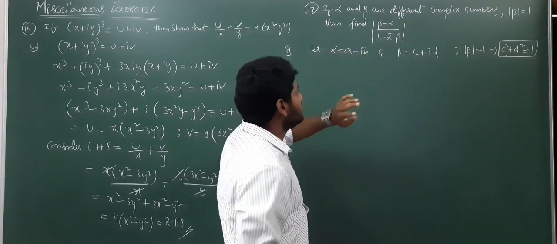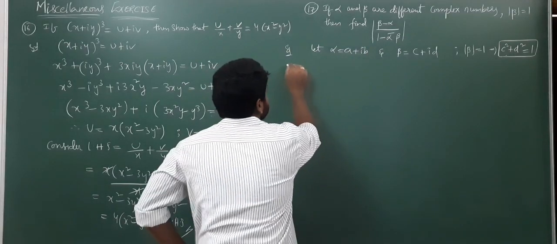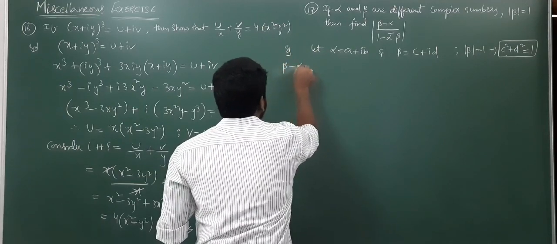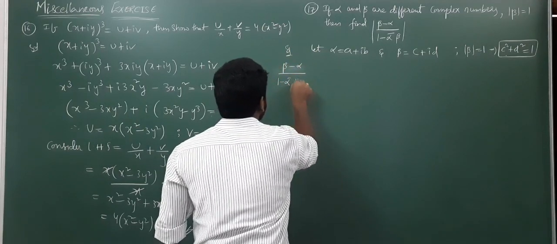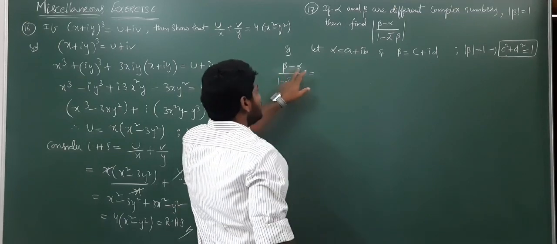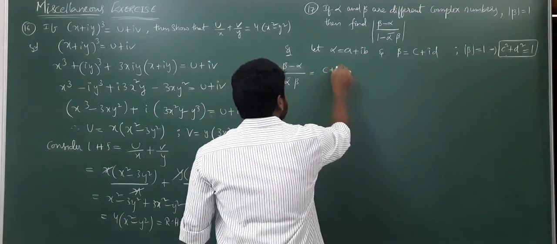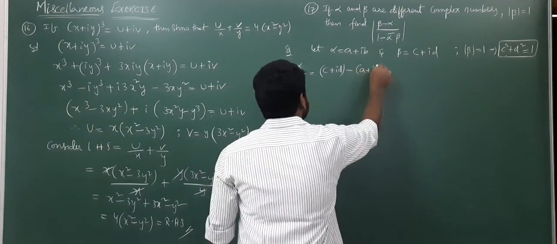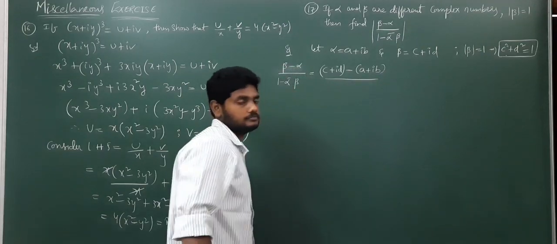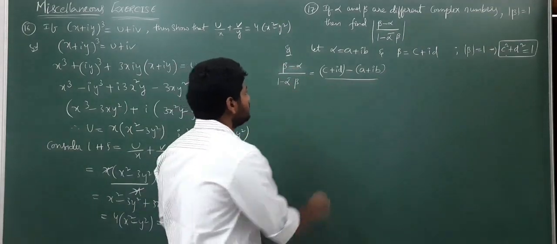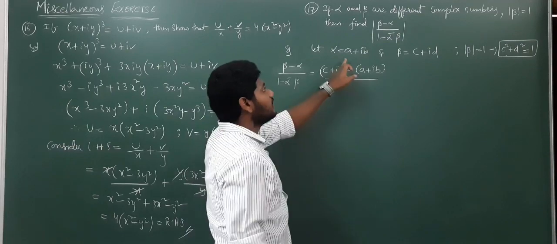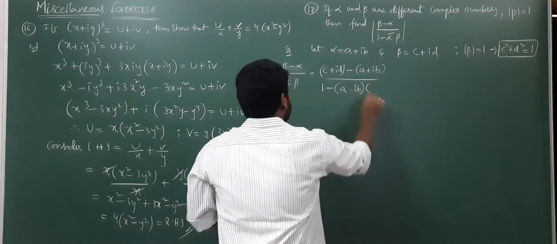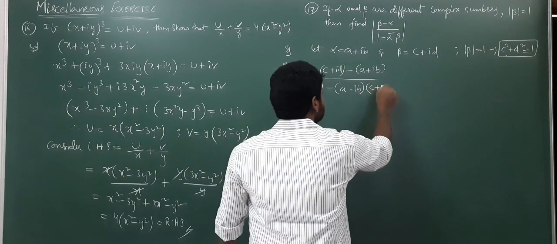First of all, beta minus alpha. What is beta we have considered? Take the LHS, nothing but beta minus alpha by 1 minus alpha bar into beta. So beta minus alpha, what is beta? c plus id minus alpha, that is a plus ib, divided by 1 minus alpha bar into beta. Alpha is a plus ib, so alpha bar is a minus ib, into beta. What is beta? c plus id.